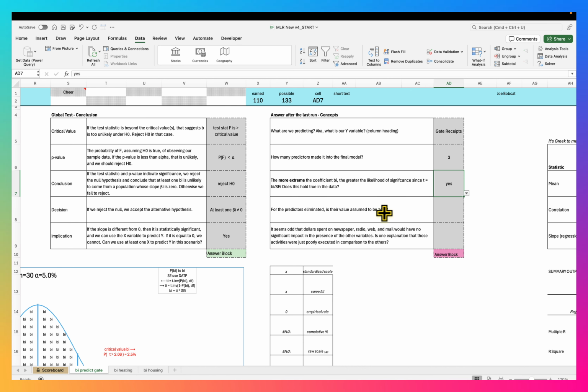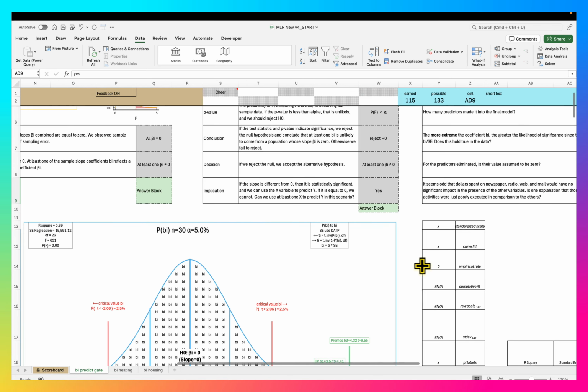For the predictors eliminated, is their value assumed to be 0? Yes. It's assumed to be 0 in the presence of the other predictors. It seems odd that dollars spent on newspaper, radio, web, and mail would have no significant impact in the presence of the other variables. Is one explanation that those activities were just poorly executed in comparison to the others? So in other words, it's not saying that web advertising is bad, just that we don't do it well in our company. And so the answer is yes, and now we get all of those.